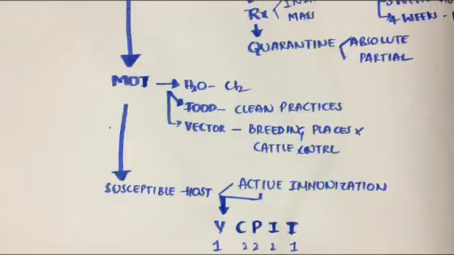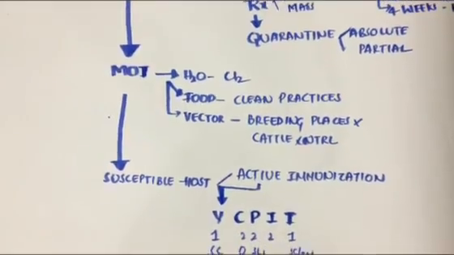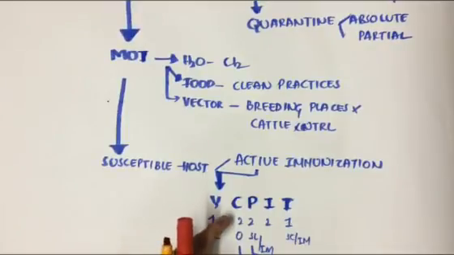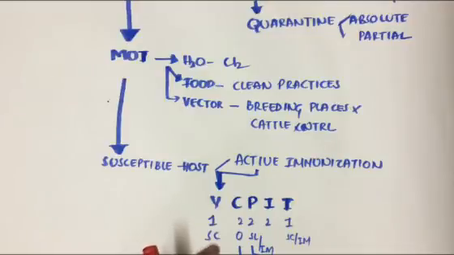Active immunization can be given to yellow fever, cholera, plague, influenza and typhoid. One dose is given for yellow fever and typhoid. 2 doses are given for cholera, plague and influenza. And cholera is given orally, 2 drops. Yellow fever by subcutaneous. Plague, influenza and typhoid by subcutaneous or intramuscular.